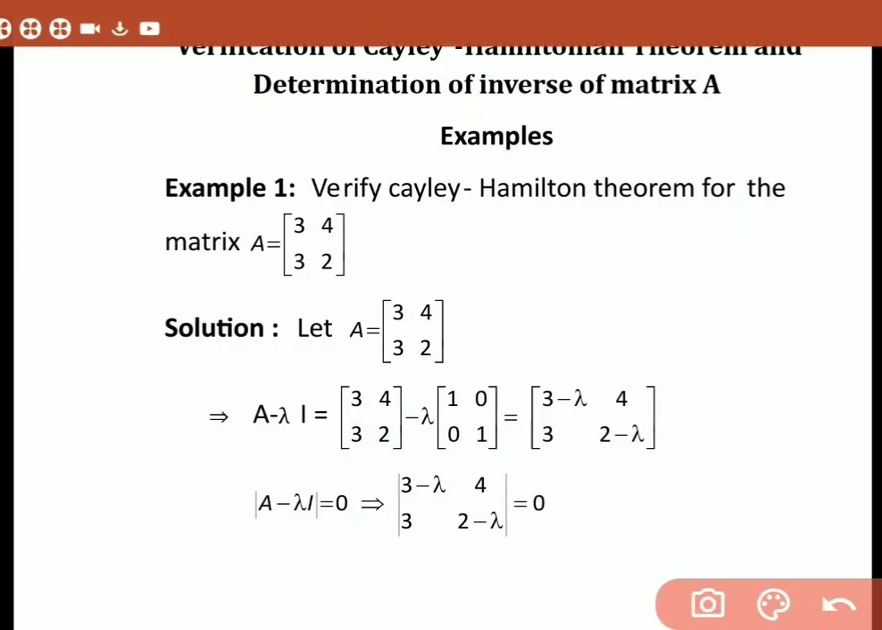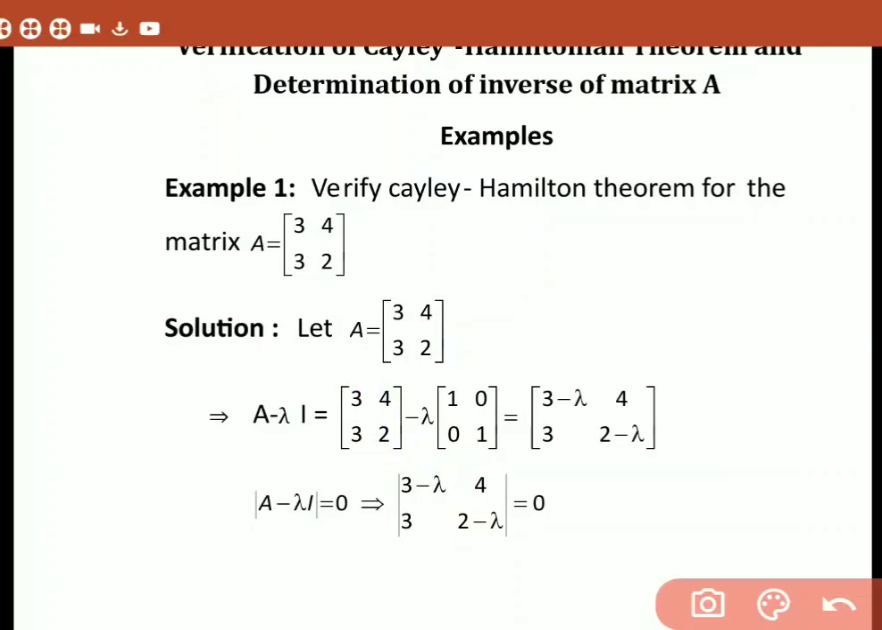Here for finding this A minus lambda I, the shortcut is you have to take minus lambda to the diagonal elements. That is, we have 3, 2, no? Take minus lambda for 3 and also for 2. That is 3 minus lambda, and the remaining elements you keep as it is, 4 as it is, 3 as it is, and 2 minus lambda. You will get like this here.